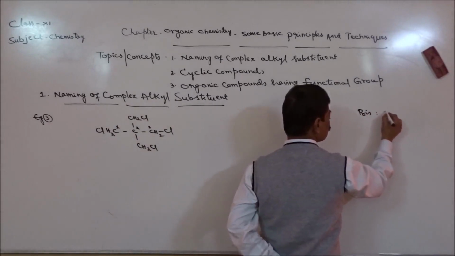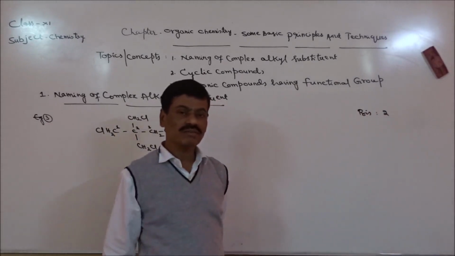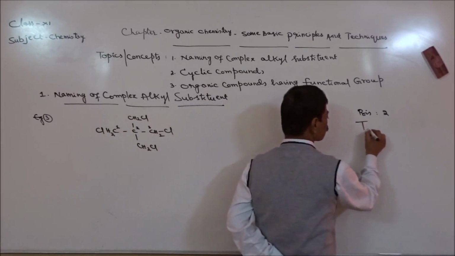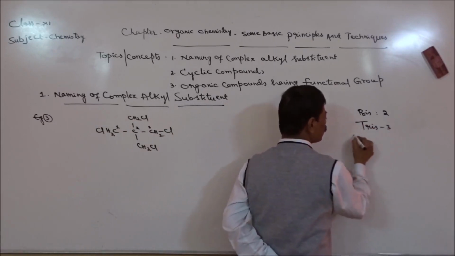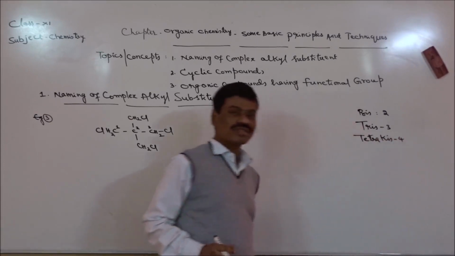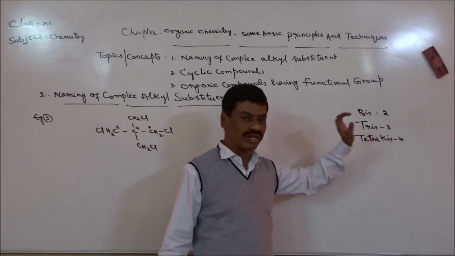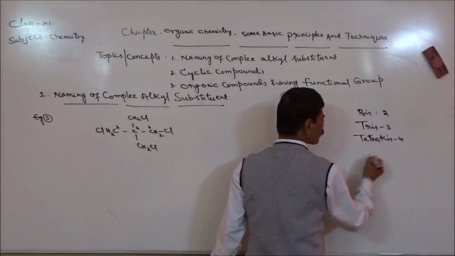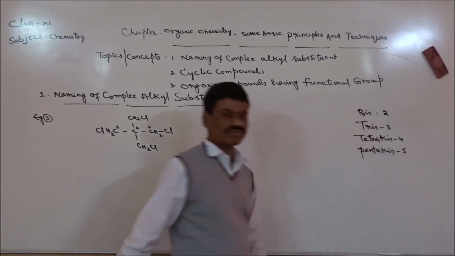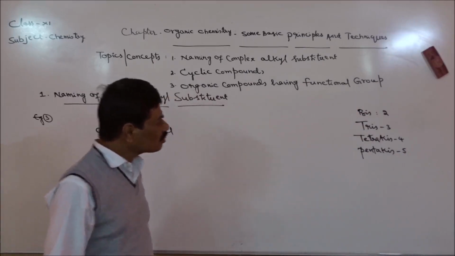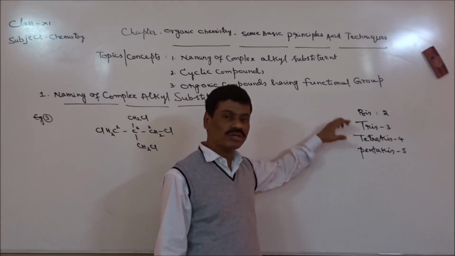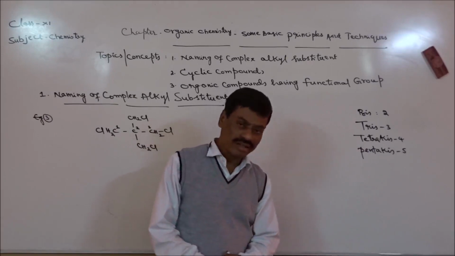for 2. If anything, any substituent, is repeated 2 times, we write bis. Tris means 3. Tetrakis means 4. So single S should be there. If we write double S, that gives a different meaning. Okay. Next is pentakis, means 5. So these terms we need to remember. We are not going to write di, tri, tetra, penta. We are going to write bis, tris, tetrakis, pentakis, and so on.